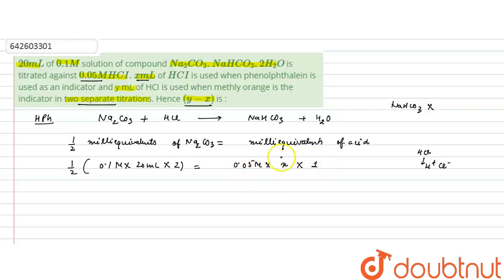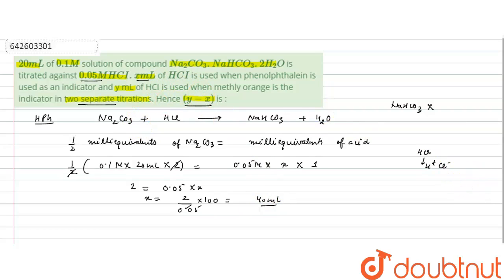So now we can calculate X from here. It will be 2 equals 0.05 into X, so X will be equal to 2 upon 0.05. This will give us 40 ml. It means 40 ml of acid is used when phenolphthalein indicator is used.